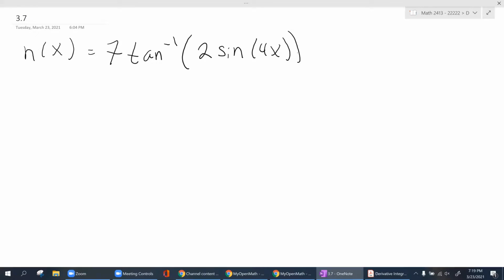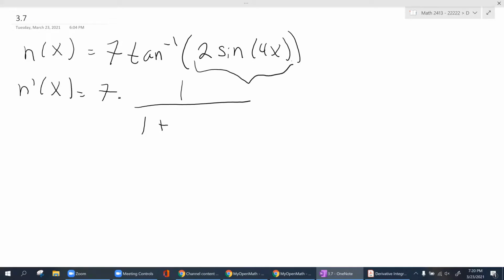So we are looking for the derivative y prime of x. That 7 is just a coefficient. So this is 7 times the derivative of inverse tangent. The derivative of inverse tangent is 1 over 1 plus whatever's on the inside, squared. So I'm going to take whatever is inside the inverse tangent and just square it. It looks kind of odd, but that's okay. That is squared, times the derivative of the inside.